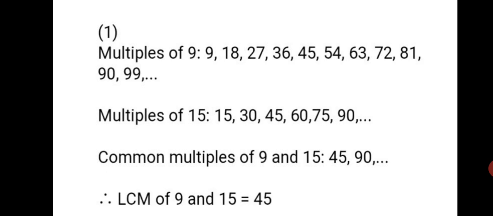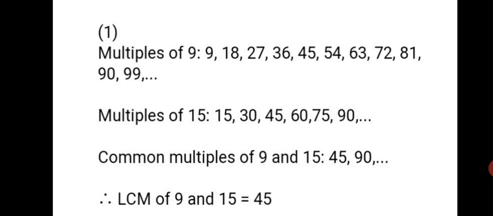Next, multiples of 15. 15, 30, 45, 60, 75, 90. 90 you will notice is a common multiple, the first common multiple. So you will stop at 90 and you can put dot dot dot, showing that the multiples go on further. Now, common multiples of 9 and 15, we have 45 and 90.